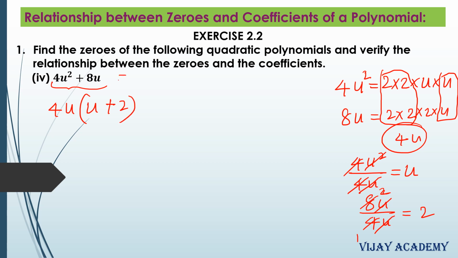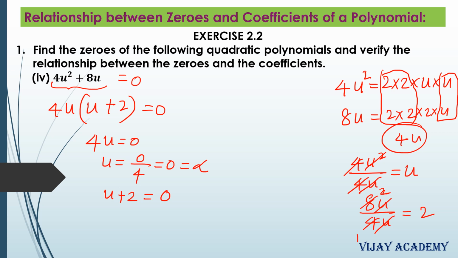Now we equate it to 0 since we are finding the zeros of the polynomial. Now we got two linear factors, so equate each factor to 0. Equating 4u to 0, we get u equals 0 divided by 4, which is 0 itself, that is alpha. Then equate the second factor to 0: u plus 2 equals 0, transpose 2 to the RHS, we get u equals minus 2. This is the other zero of the polynomial.